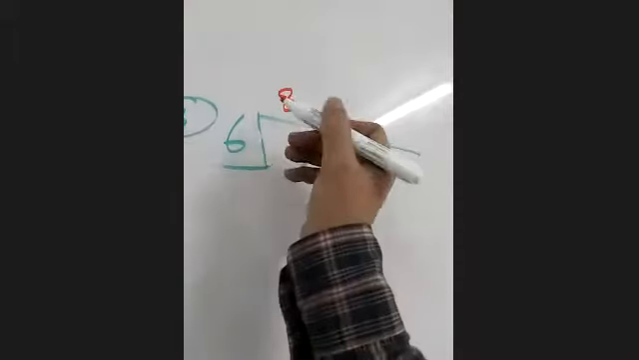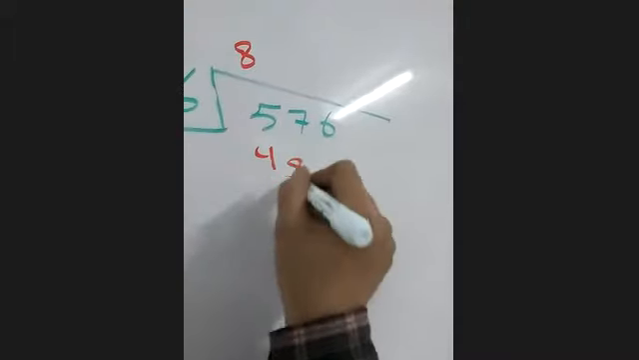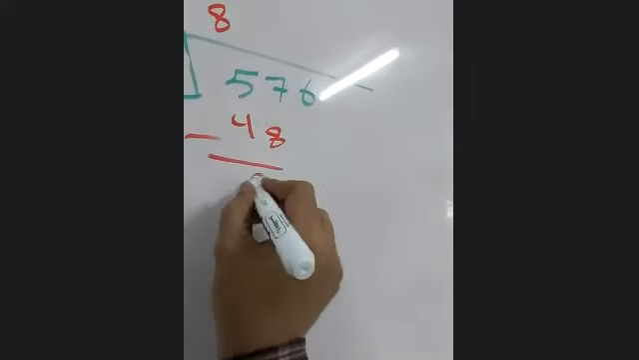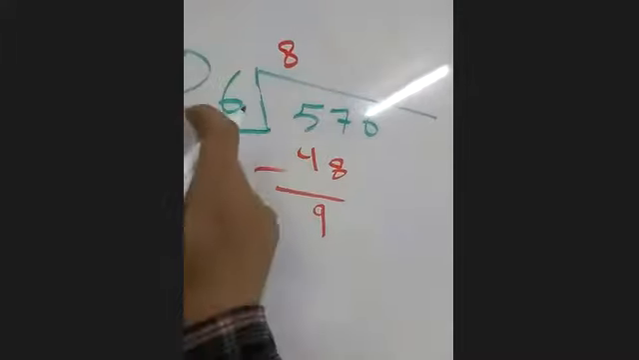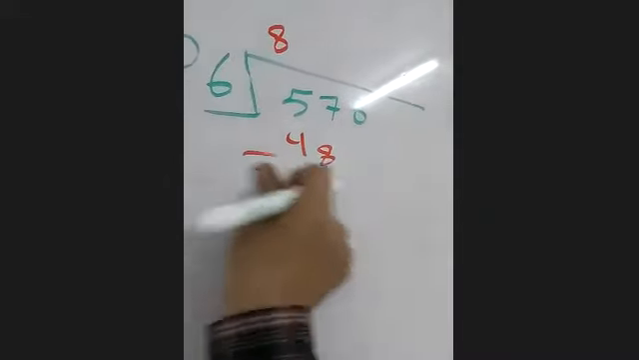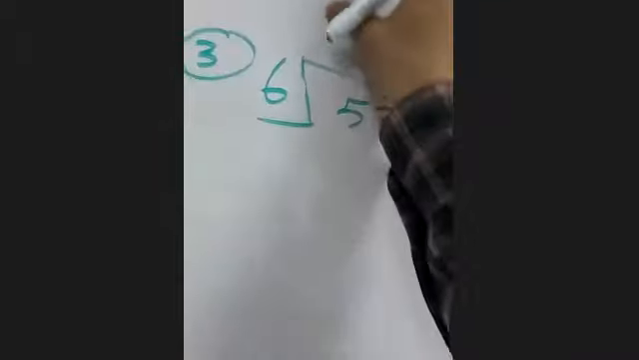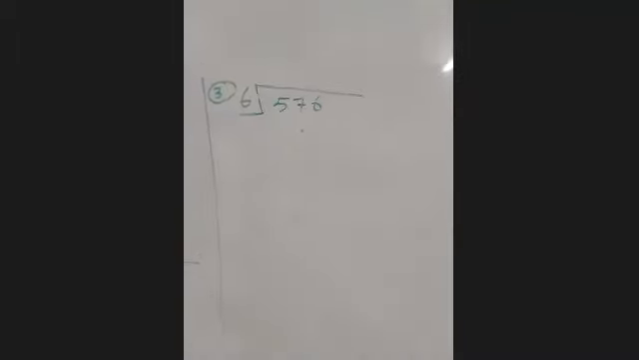Now you said eight by six is 48. If you subtract, the answer will be nine, and nine is bigger than six, and this is not allowed. This is wrong. Focus, Ahmed, with us so you understand it. Good.